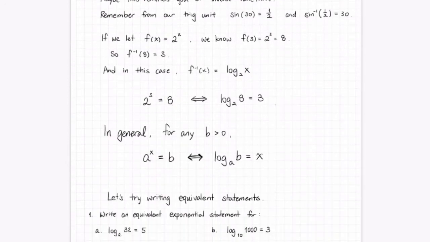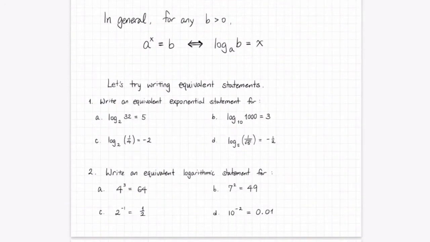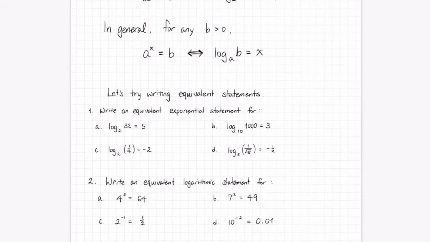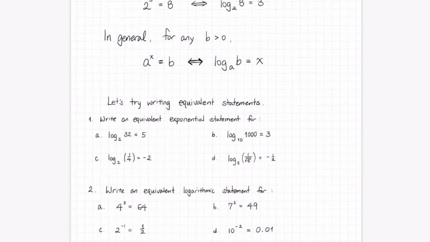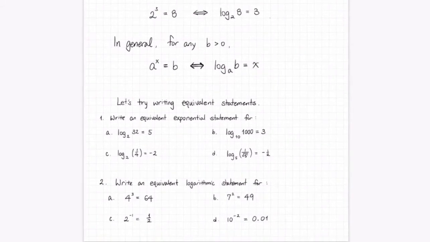All right, so going back down here, using the rules that we know. In general, a to the x power is b means log base a of b is x. So looking at that, and I'm going to also look at 2 to the third power is 8, which is equivalent to log base 2 of 8 is 3. And I want you to try these questions. Write an equivalent exponential statement for those 4 questions, and write an equivalent logarithmic statement for the four questions down there. You can pause the video now and then try them on your own. And when you unpause it, I'll be here going over the questions.